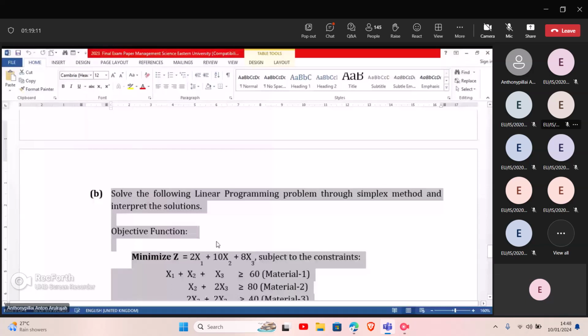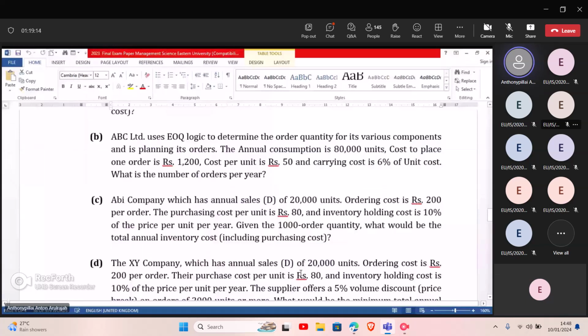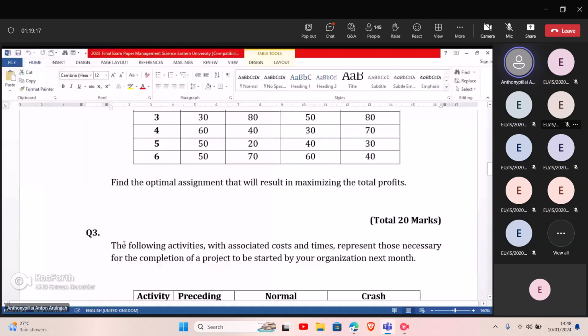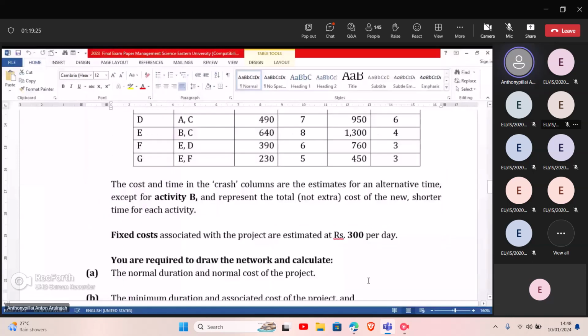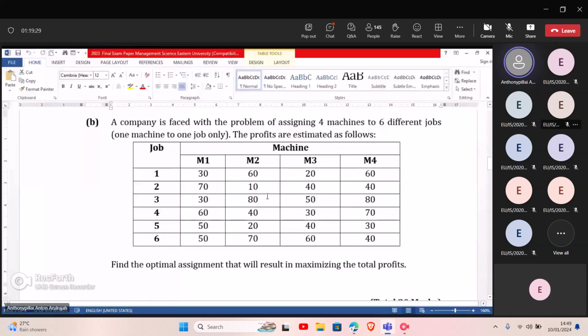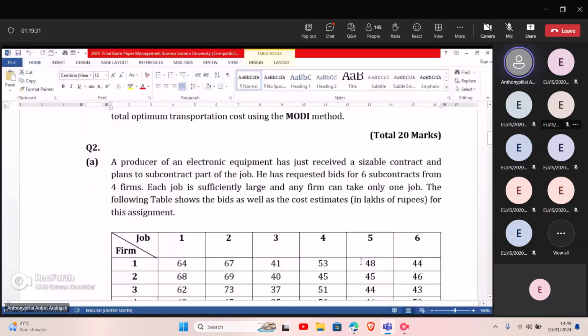This is about networks. One of you did that and completed A and B, and I asked her to find the final answer, but she didn't get it. This is assignment with maximizing profit, and this is assignment for minimizing cost. This is transformation.